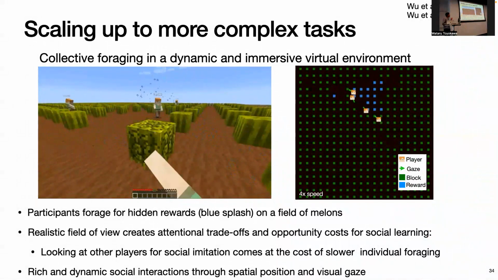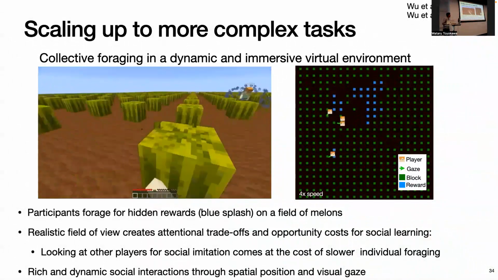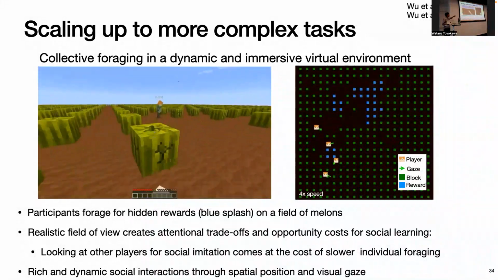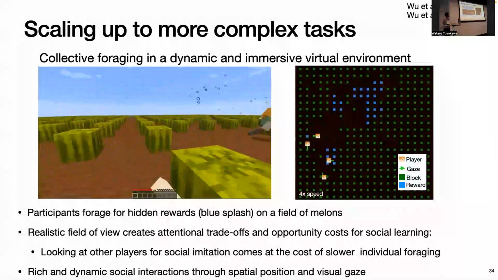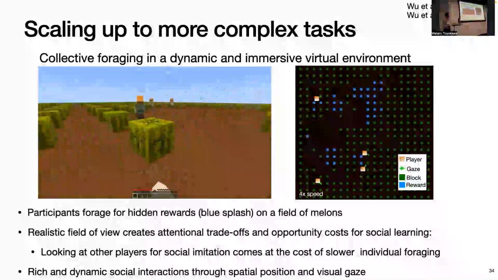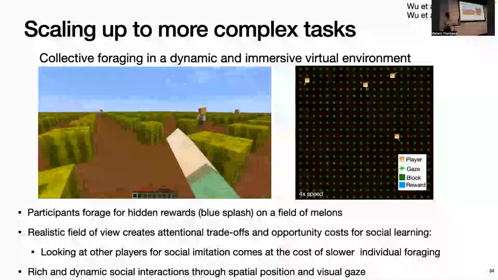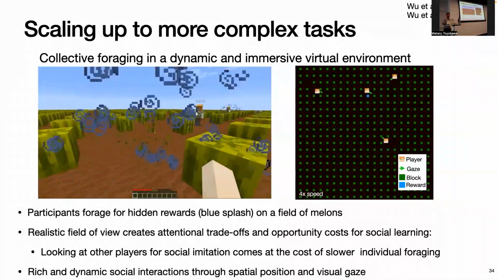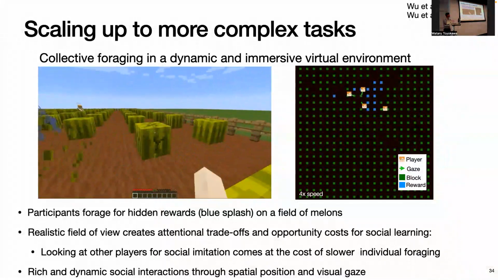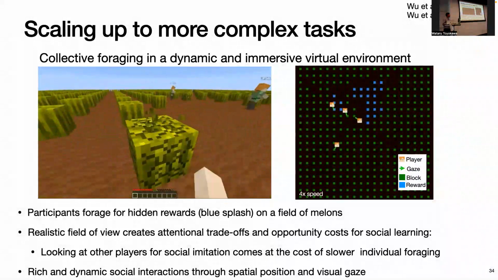So here's an immersive collective foraging experiment I've implemented using the game Minecraft. Here people are foraging for hidden rewards in this field of watermelons, and the rewards are indicated by this blue splash. In this setting, we have different types of environments. Rewards are spatially structured. They're clustered together, right? You can see here from this bird's eye recreation. And so what this means is that even though everyone's foraging for the same limited rewards, the rewards don't replenish. When someone else gets a splash, you might also want to go over there and forage near them because that suggests there are other rewards nearby.